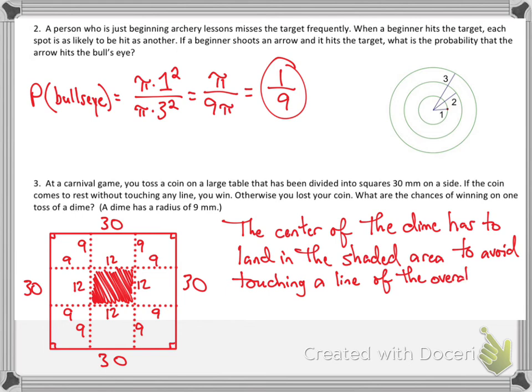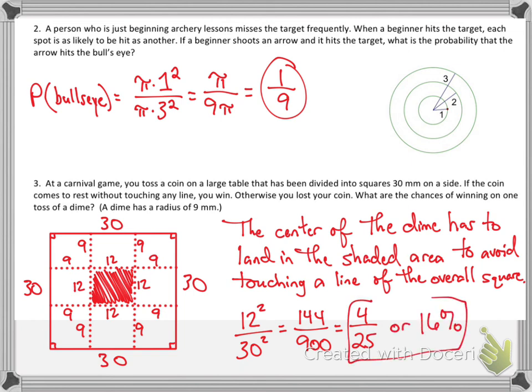And now we can get to computing the chance of getting that dime to land in a place where we would win this game. So again, we are comparing the shaded area, this 12 by 12 square, to the overall square, which would be 30 by 30. So 12 squared over 30 squared. If you evaluate that out, it's 144 over 900, which is a very reducible fraction to 4 out of 25. This one I'll also convert to a percent, because a lot of times it is used as a percentage, and you might see that as you come across the problems in the homework: 4 out of 25 being the same thing as 16%.